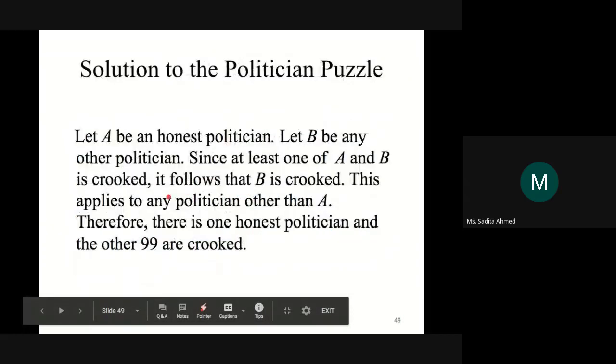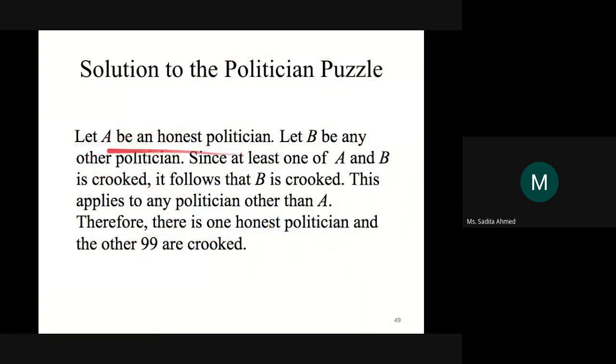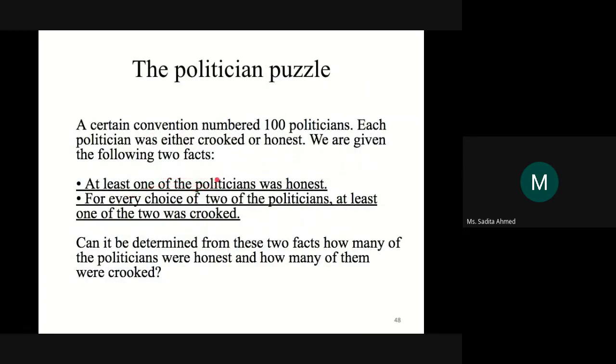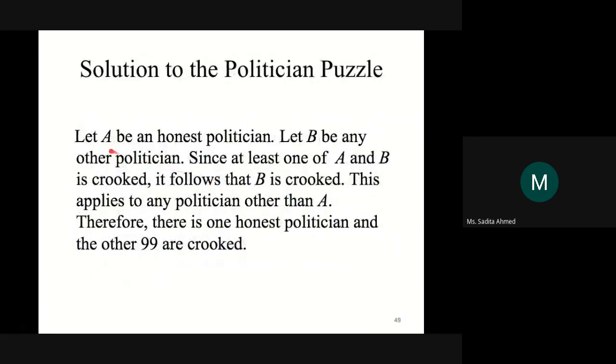So by this approach, see, A is an honest politician. In the first statement, we know that there's at least one honest politician. Let's say that A is one honest politician. We have this one honest politician. Whether there are more than this one honest politician or not, that is the question that we have to answer, right?